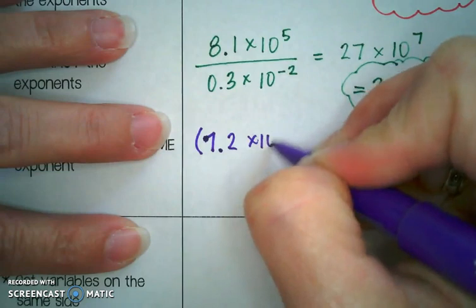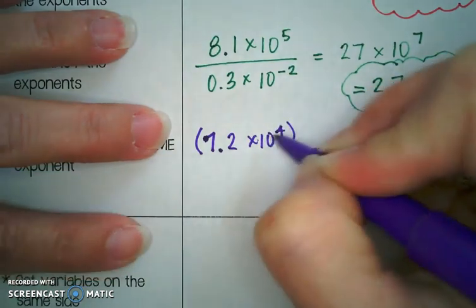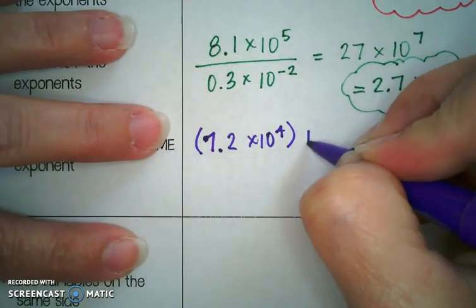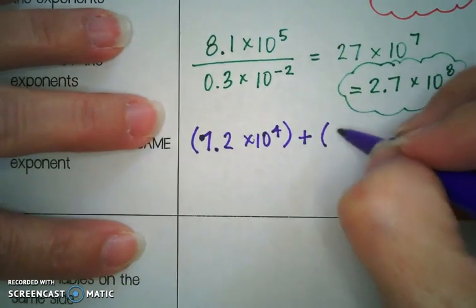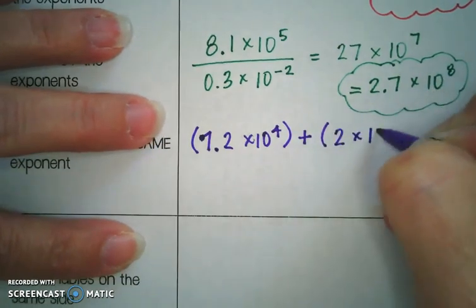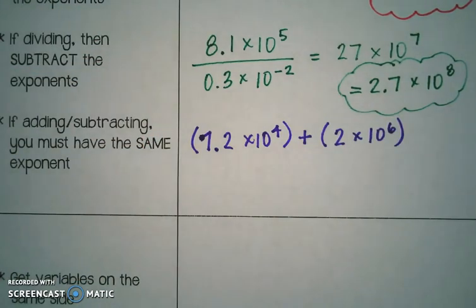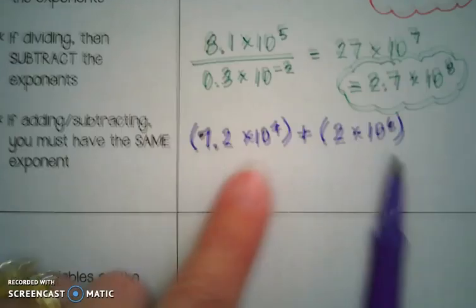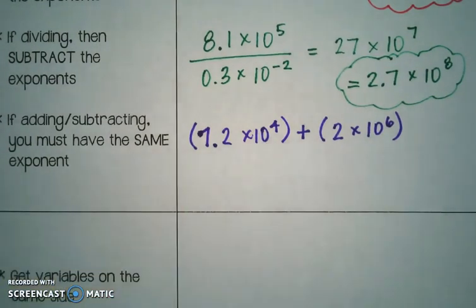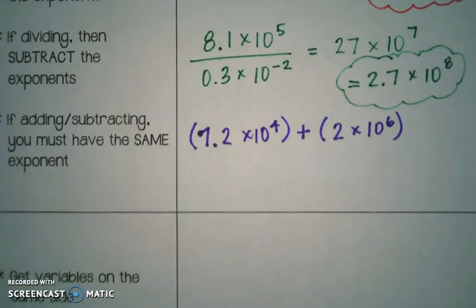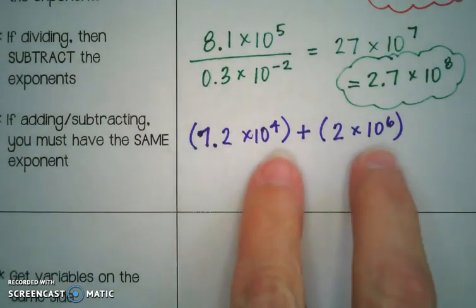7.2 times 10 to the 4th. And let's add that with 2 times 10 to the 6th. Okay, what we need to do is we need to get these exponents to be the same. So if we were adding fractions, we'd get the denominators to be the same. So same idea, just different process, because we need to get the exponents to be the same.